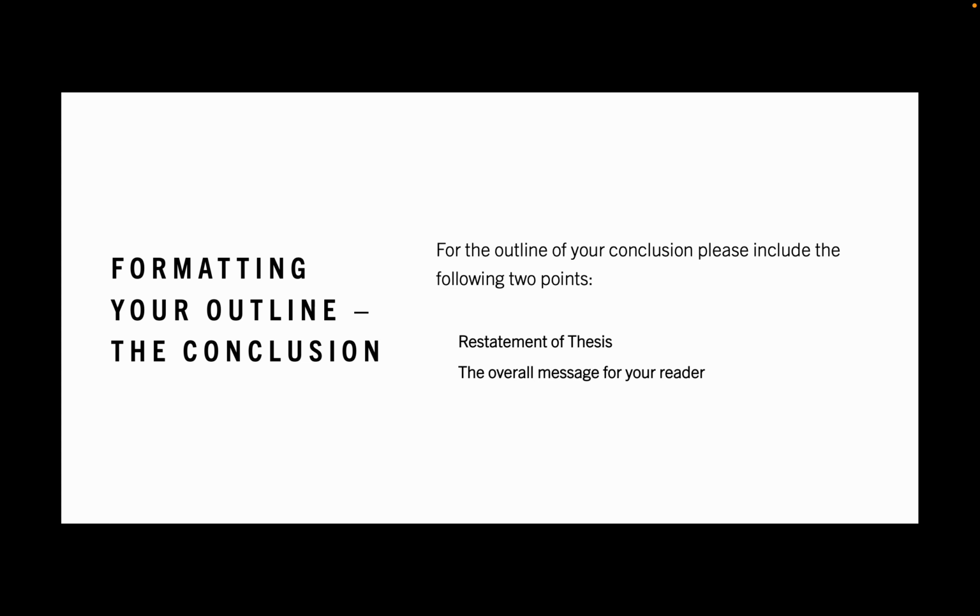Then you are going to outline your conclusion. For your conclusion, 2 things. You're going to have a restatement of your thesis. Remember, this doesn't need to be word for word in your essay, but if you want to just copy your thesis word for word in your outline, that's totally fine. And then the last thing that you're going to put in your conclusion section of your outline is just a place marker for what your overall message for your reader is going to be. What is it that you want your reader to do with this information?